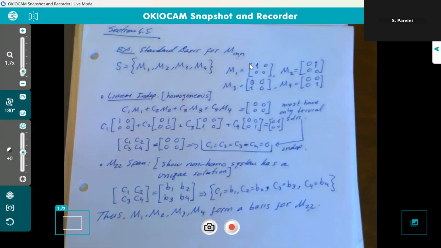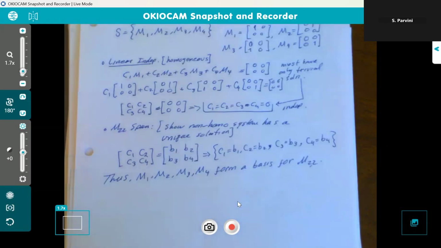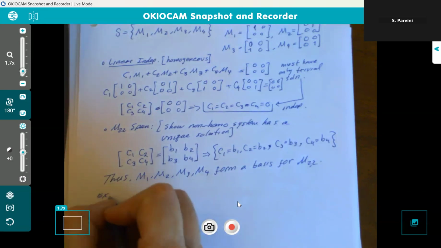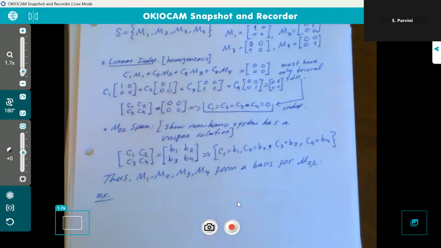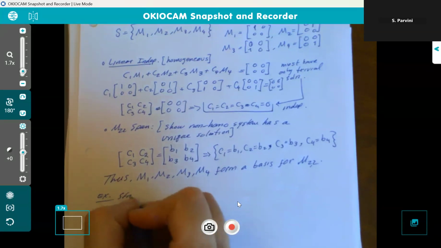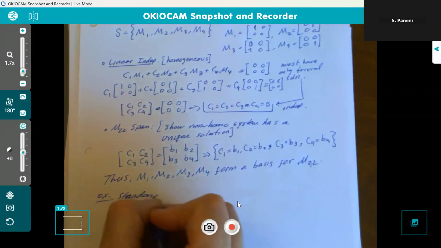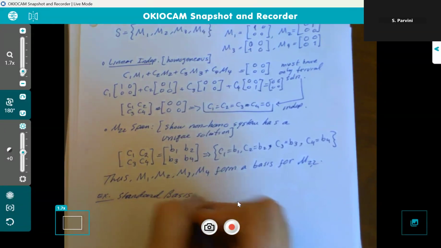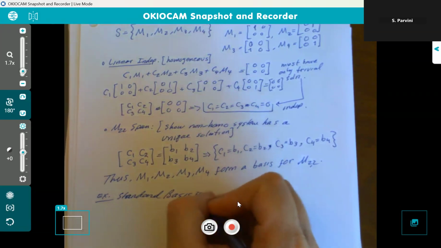All right, so we got that one figured out, I hope. And let me see what else. How about, let's do another example. For this next example, let's take a look at, in this example, how about the standard basis? Standard basis for R cubed.